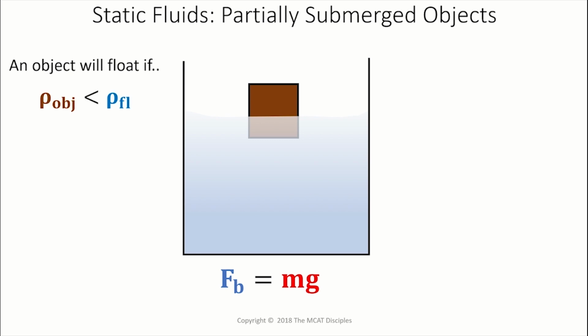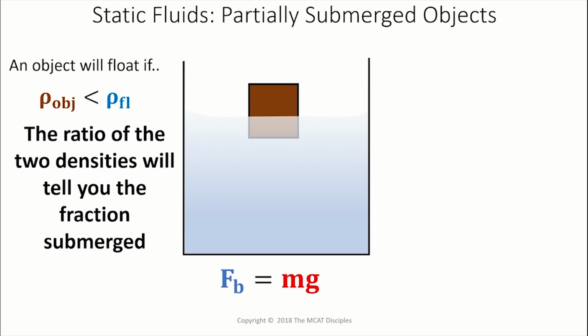An object will float if the density of that object is less than the density of the fluid, because again, the density is essentially telling you at a given volume how much mass something has. And the ratio of the two densities will tell you the fraction submerged. So the density of the object over the density of the fluid is equal to the fraction submerged. If this fluid is water, then the specific gravity tells you the fraction submerged. Okay, so we'll do an example.